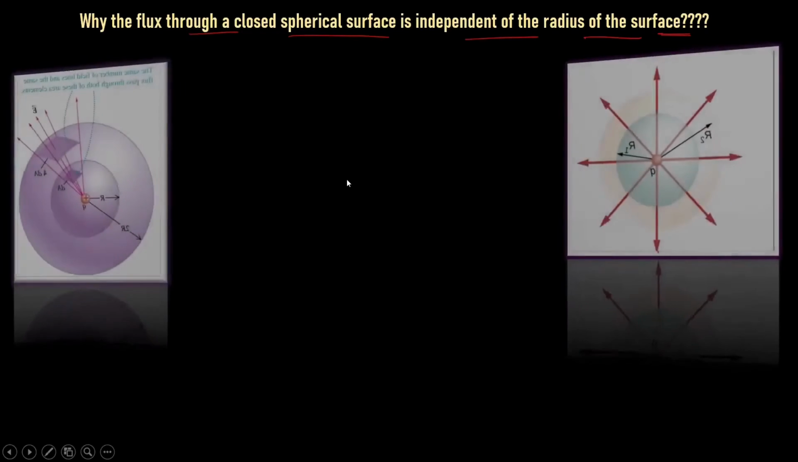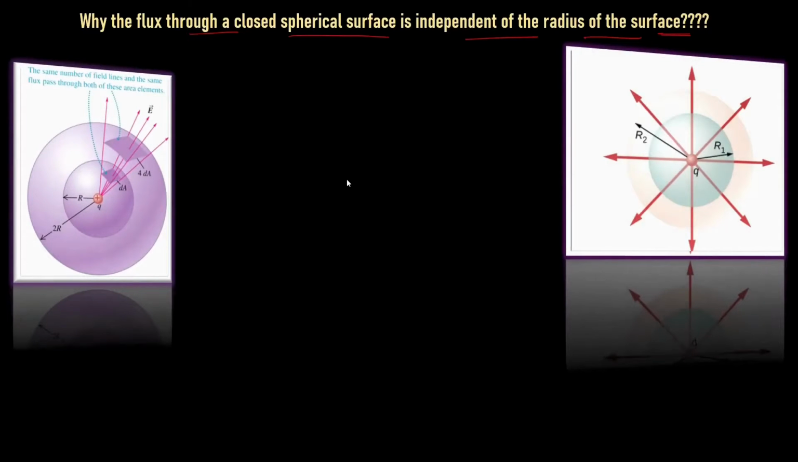Now the very first is the general case: why is the flux through a closed spherical surface independent of the radius of the surface? It is the most obvious question that is asked in the exam, that the flux is independent of the chosen surface area. Let us depict one situation.